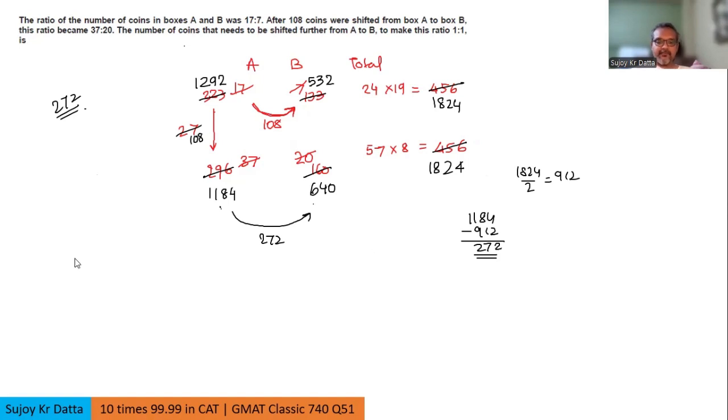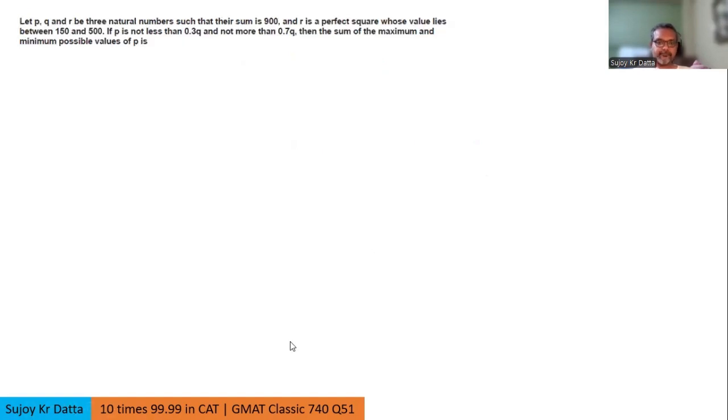Let's move on to the 7th number. P, Q, R are three natural numbers such that their sum is 900. So P plus Q plus R is 900. And R is a perfect square whose value lies between 150 and 500. So perfect square between 150 and 500. So 12 square is 144. So it starts with 13 square, 14 square, 15 square, 16 square, and all the way it will go on till 23 square is 529. So 22 square is where it will end. So R could be any of these numbers. So there are 10 possible values of R.